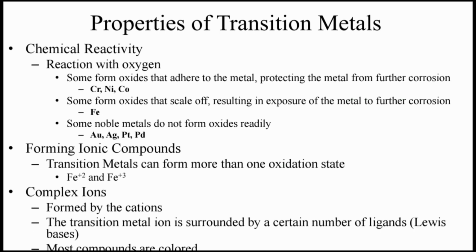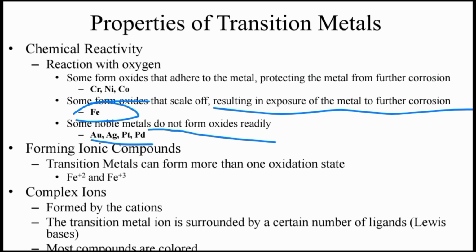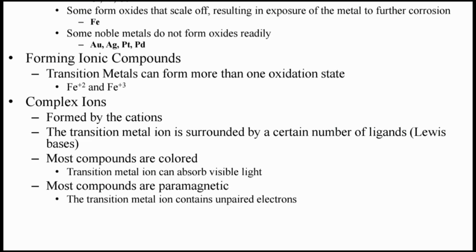Chemical reactivity with oxygen: some form oxides that adhere to the metal, protecting the metal from further corrosion, such as chromium, nickel, and cobalt. Some form oxides that scale off, resulting in exposure of the metal to further corrosion, that is iron. Some noble metals do not form oxides easily. These are silver, gold, platinum, and palladium.